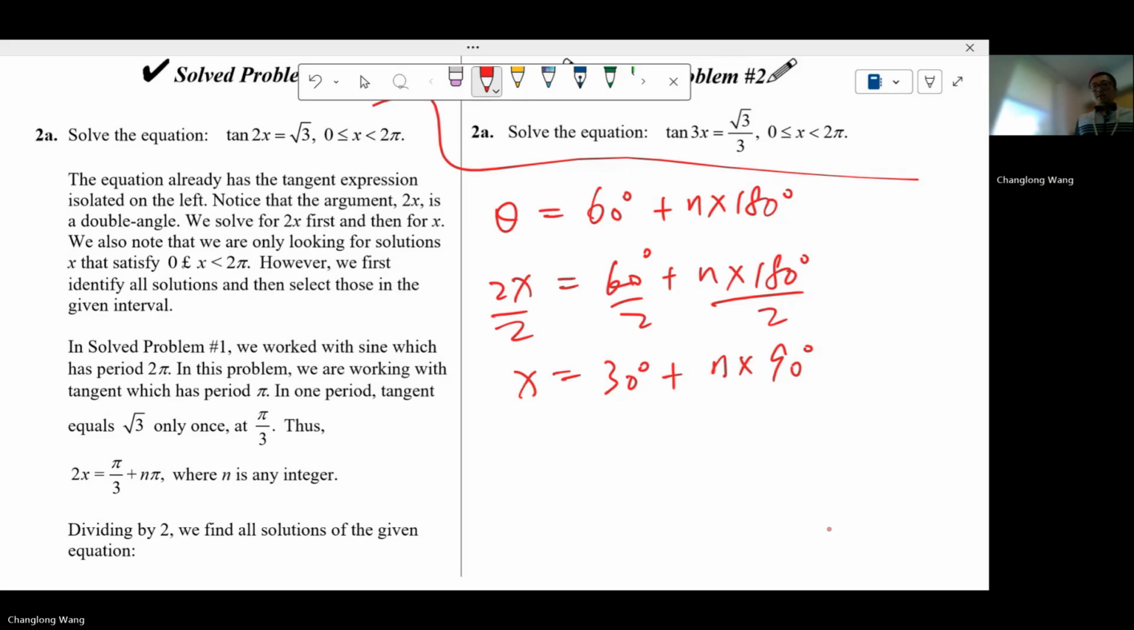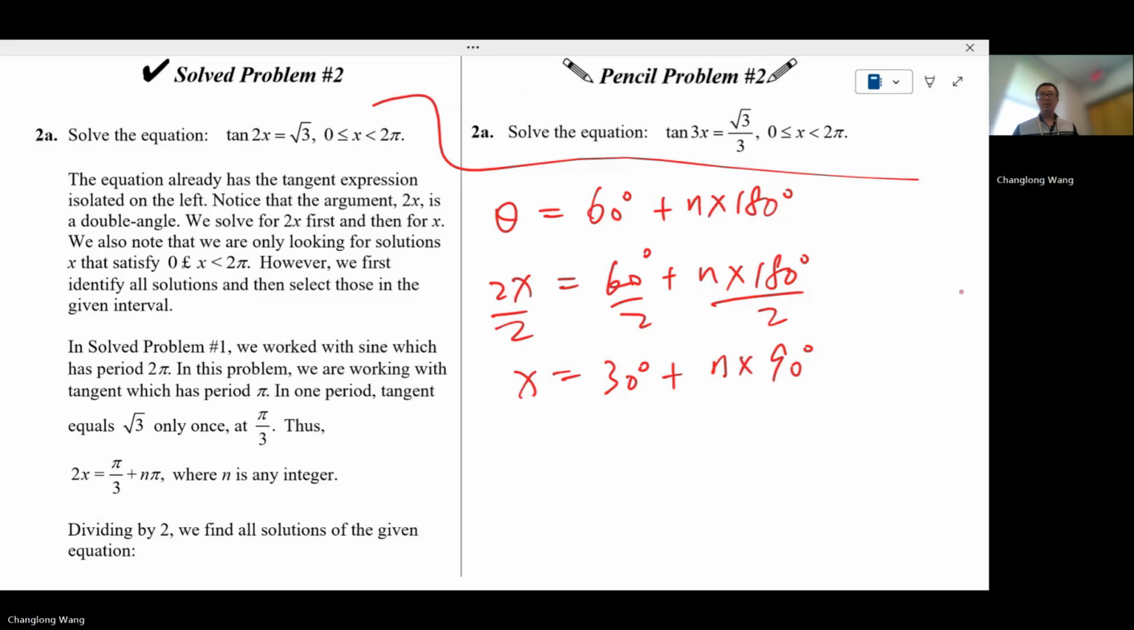Now, are we done? I mean, you say you stop for x, right? So that's the x, right? If you stop at this level in a test, you'll probably get 3 out of 5 points. Okay, so the 2 more points came from this guy, right? I know you're going to hate the name of it. It's called restricted domain. Have you heard of it? All right, let's call it restricted range.